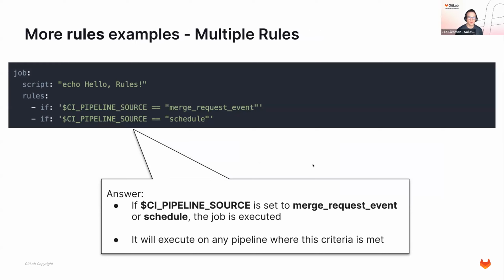Now, here are another couple of examples of how rules can be leveraged. In this first example, we can see we have multiple rules defined. This will run if the source is a merge request event, or from a scheduled pipeline. So this really is more of an or statement. If one of these two is true, then the job will execute.